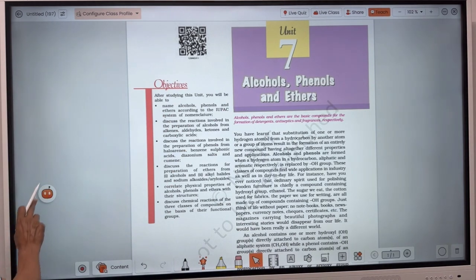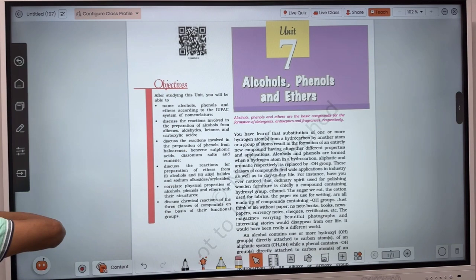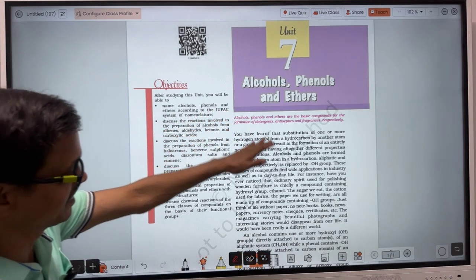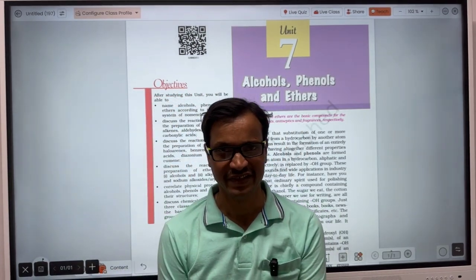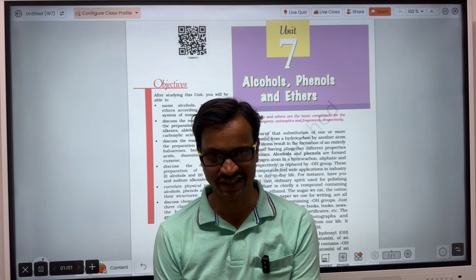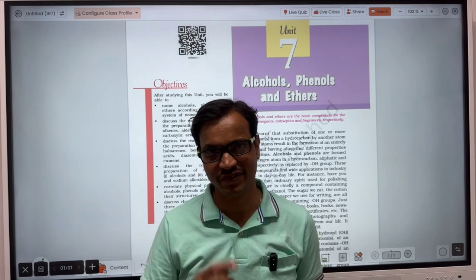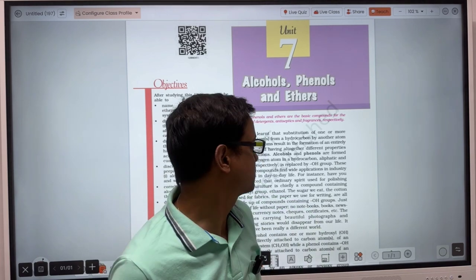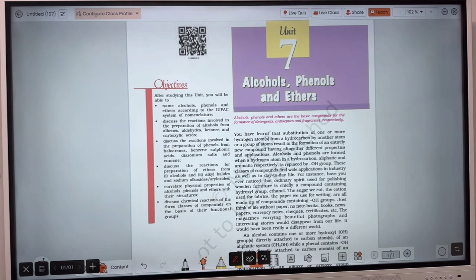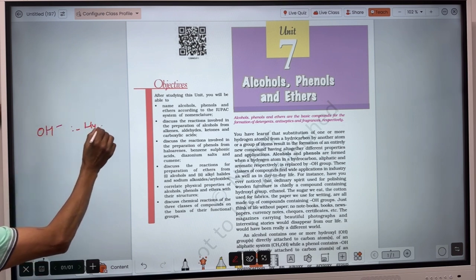As you know, I have taught you haloalkanes and haloarenes. In that case, when halogen was bonded to an open chain hydrocarbon, we called them haloalkanes, and when the halogen was bonded to an aromatic hydrocarbon, we called them haloarenes. In the same way, here we have OH. OH minus is called the hydroxyl group.